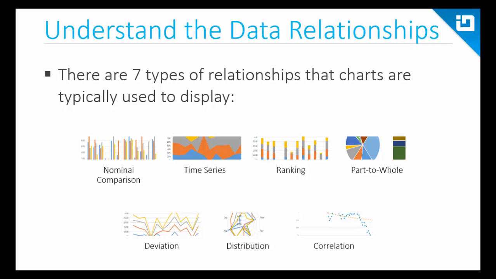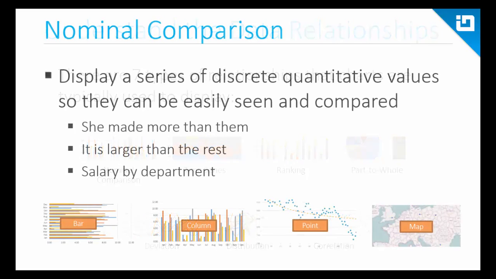But the bottom line is you need to break down somewhat the many chart options into relationships that you would use to actually display data. So Stephen Few breaks it down into 7 different types of relationships: nominal comparison, time series, ranking, part to whole, deviation, distribution, and correlation. So let's talk a little bit about these.